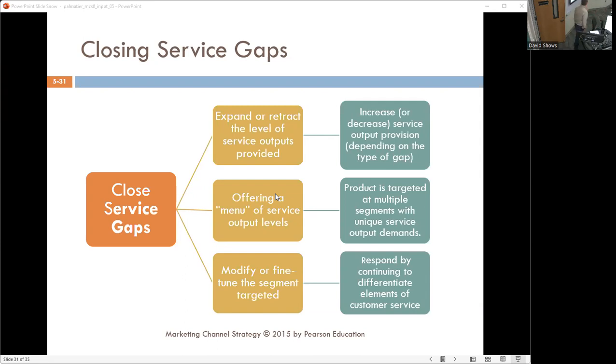The next is that you modify or fine-tune the segmented target. You differentiate elements, you get smaller and narrower and more defined on those particular segments, especially if it's a niche market, so that you're fine-tuning demands that consumers desire.